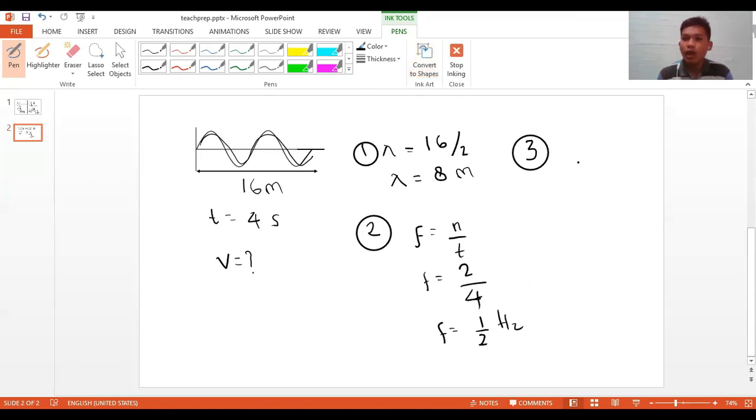For step 3, we have the equation of the speed. Speed of wave equals wavelength times frequency, right? So V equals the wavelength, which is 8, times the frequency, which is half. So the result at the end is the speed of wave is 4 meters per second. So that's all for this explanation about implementing the wavelength, frequency, and speed of wave in the mathematical equation.